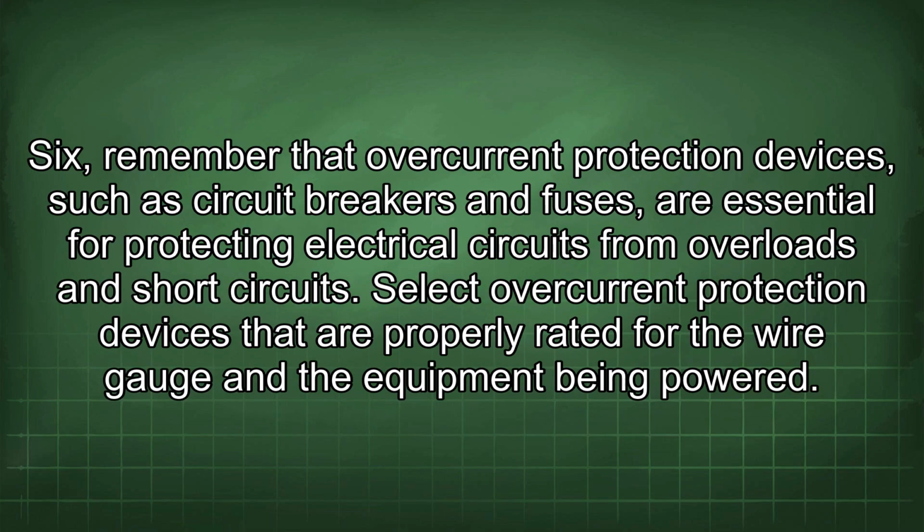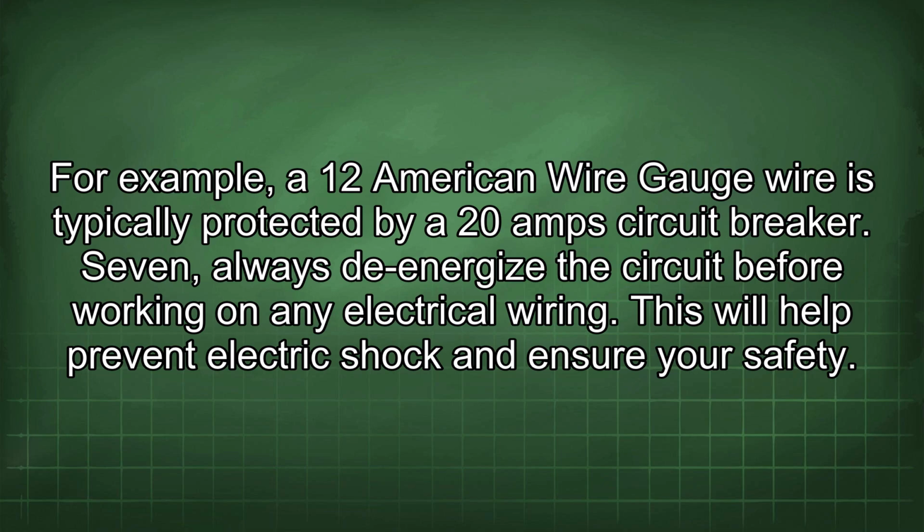6. Remember that overcurrent protection devices, such as circuit breakers and fuses, are essential for protecting electrical circuits from overloads and short circuits. Select overcurrent protection devices that are properly rated for the wire gauge and the equipment being powered. For example, a 12 American wire gauge wire is typically protected by a 20 amp circuit breaker.